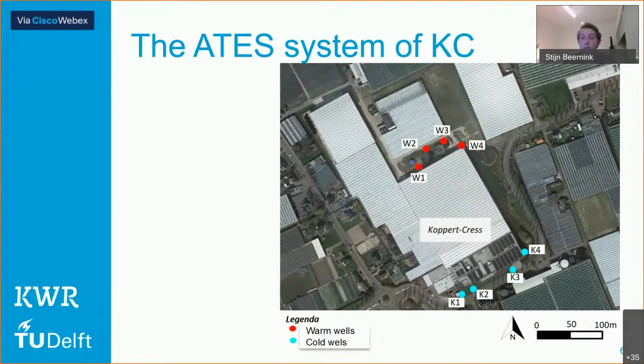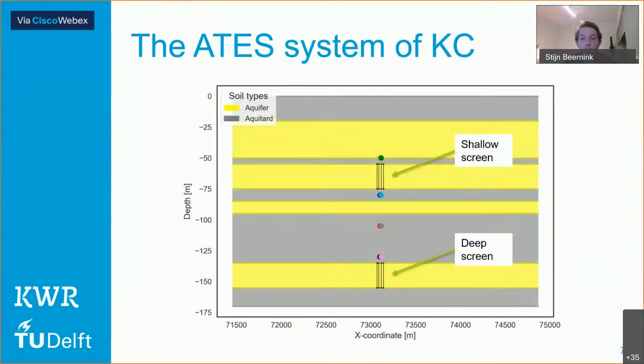And if we then look at the subsurface, so at these wells, we see that all wells, so all 8 wells, have 2 screens. So they extract and inject water from a shallow screen and a deep screen located in 2 different aquifers. So we have a shallow aquifer located between minus 50 and minus 75 meters depth, and a deeper aquifer located between minus 130 and 150 meters depth. So water is extracted from both aquifers, mixed, and then injected on the other side, again, in those 2 aquifers.